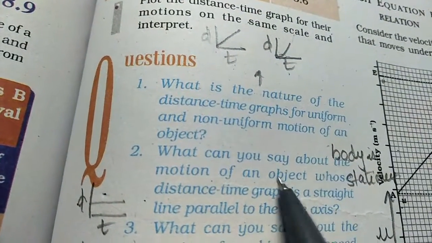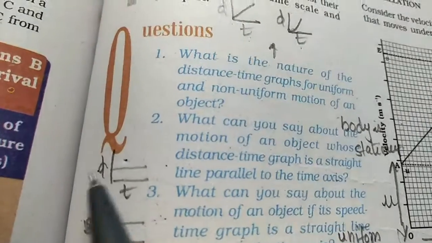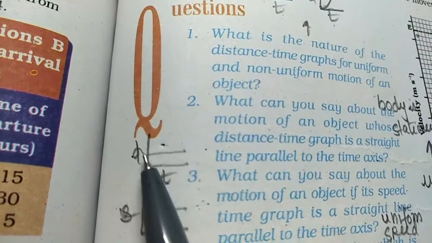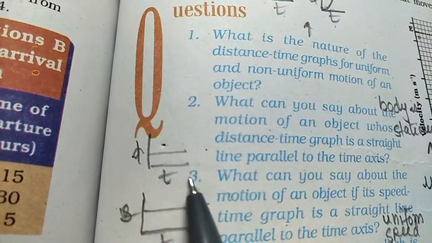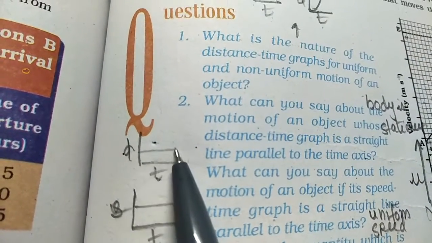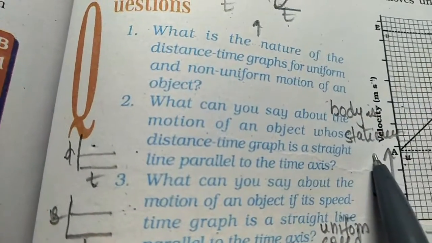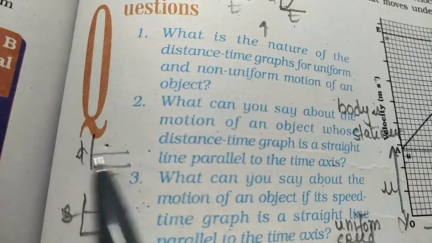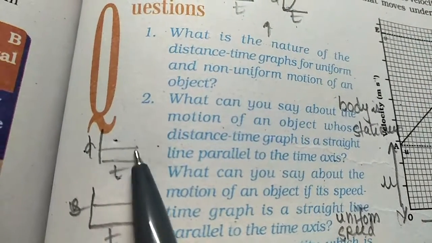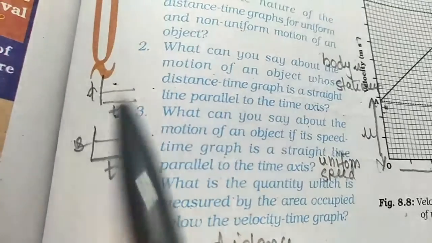Now what can you say about the motion of an object whose distance versus time graph is a straight line parallel to the time axis? This is a distance versus time graph which is parallel to the time axis. That means the distance is constant, there is no movement, so the body is stationary. That's why the distance is the same however much time passes, 5 minutes, 10 minutes, the object is here only, there is no movement of that object.